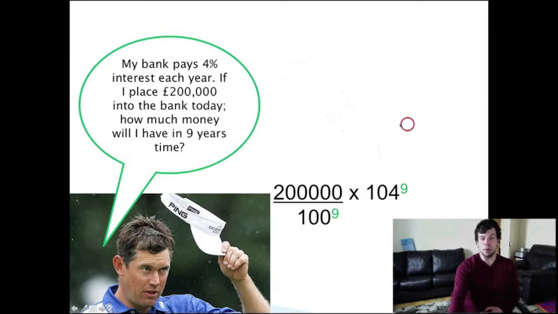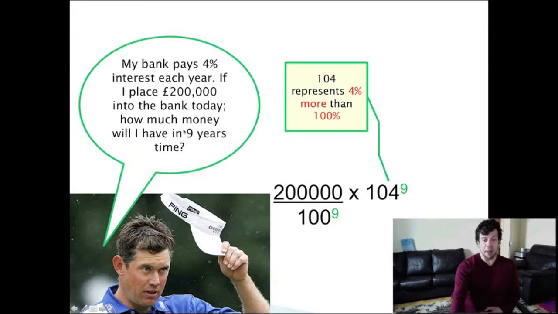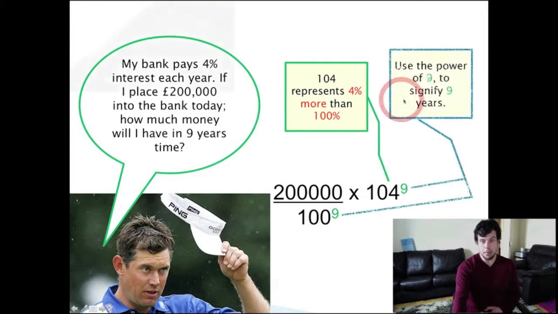Because the 9 represents how many years need to pass for the full amount to represent his answer. Okay, the 104 represents 4% more than 100%. The power of 9 signifies 9 years.